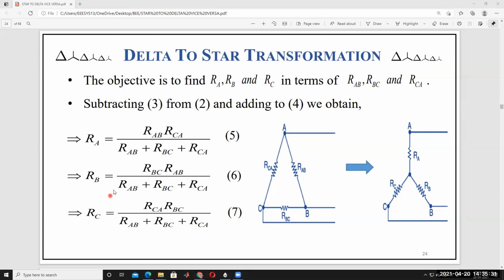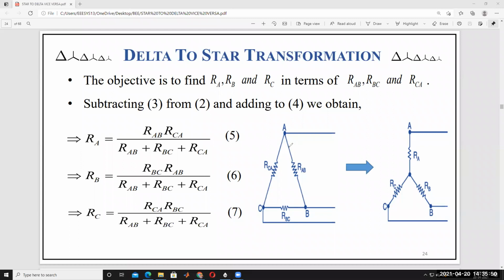So the resistance in between RCA and RAB is nothing but RA. And RBC and RAB is nothing but RB. It's clear. So here, try to concentrate.